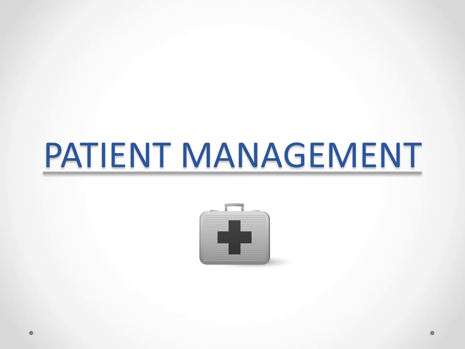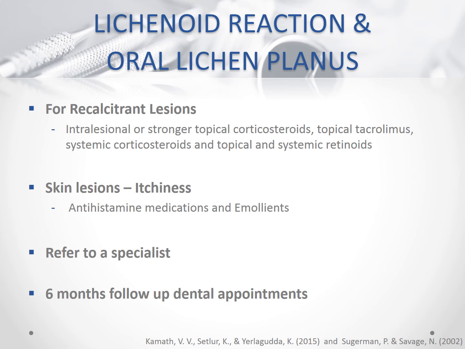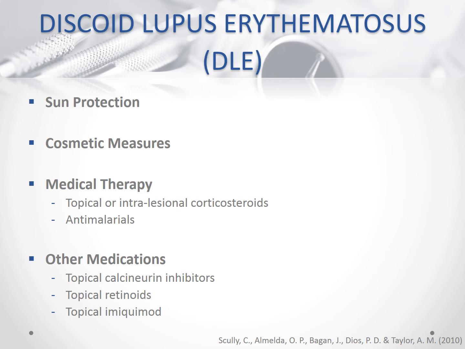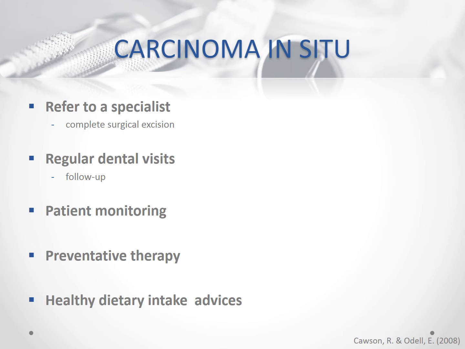Thank you, Reem. My name is Emil. Today I'm talking about patient management. Lichen planus and lichenoid reaction management. The principal aims of widespread severe recalcitrant lesion can be managed with the management of discoid lupus erythematosus is aimed to improve the patient. For recalcitrant disease, immune suppressants and immune modulators should carcinoma in situ.